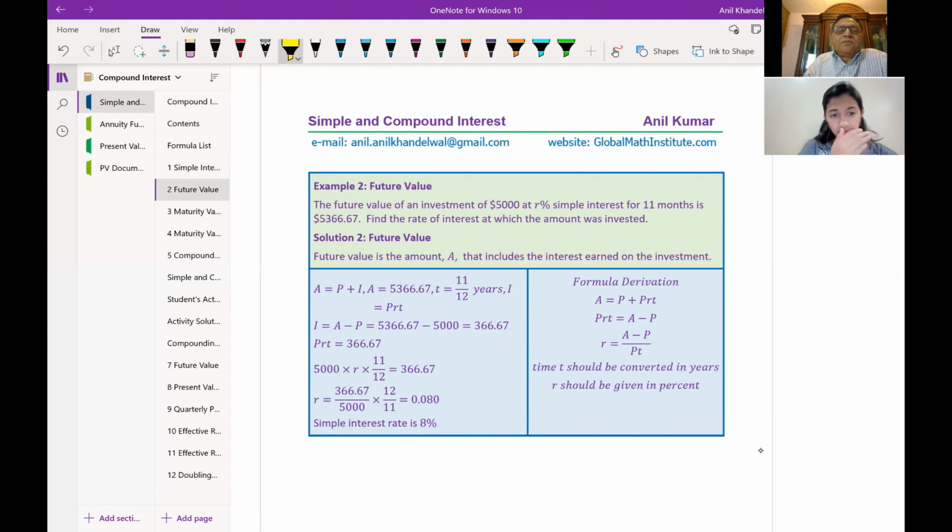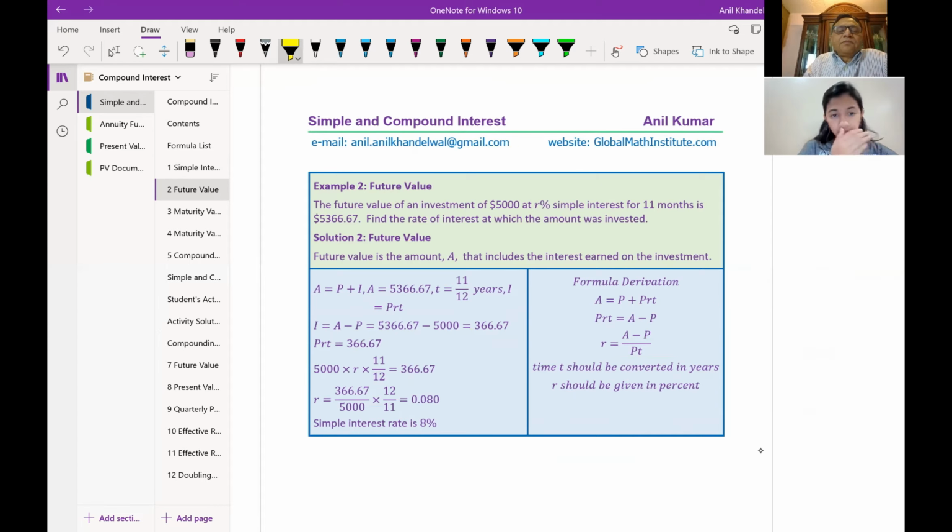Now, reverse kind of a calculation. We know what the amount is going to be, but we want to find the rate of interest. Correct? Do you see that? So let's put the values. Amount is principal plus interest and total amount now we know is 5366.67. Time period is 11 months, written in years as 11 over 12 years, correct? And therefore, the interest will be PRT. So if you calculate the interest, it is the difference between principal and amount, right? Interest is what? Total amount you have and what you invested. So we know the difference between these two is the interest earned.